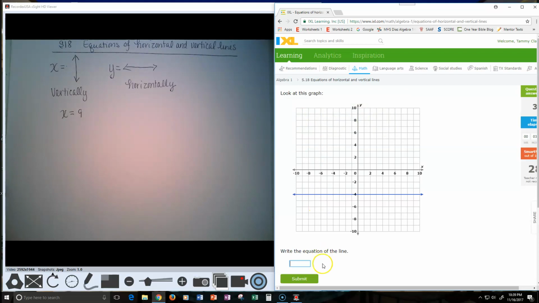Look at the graph. Write the equation of the line. Well, first off, it's going across the y-axis at -4. So we would say y is equal to -4. I think I said 4 just a minute ago. I should have said -4. And then look at this graph. It's again going across the y-axis. So we would say y is equal to 10.